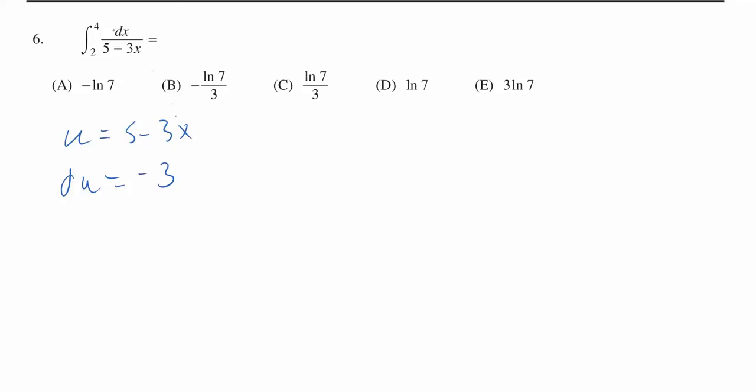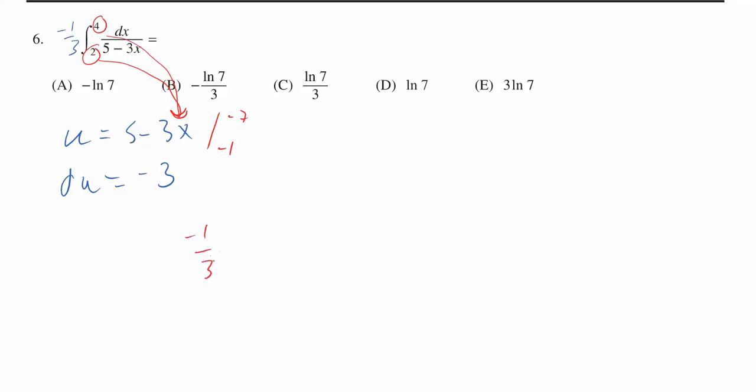And I don't have a negative 3, so I'm going to need to do my negative 1/3 in front. And then I like to practice changing my limits. I'll put it right here. I'm going to put the 2 in. If x is 2, 5 minus 6 is negative 1. If x is 4, 5 minus 12 is negative 7. We just don't have to do the substitution later if we do it right away.